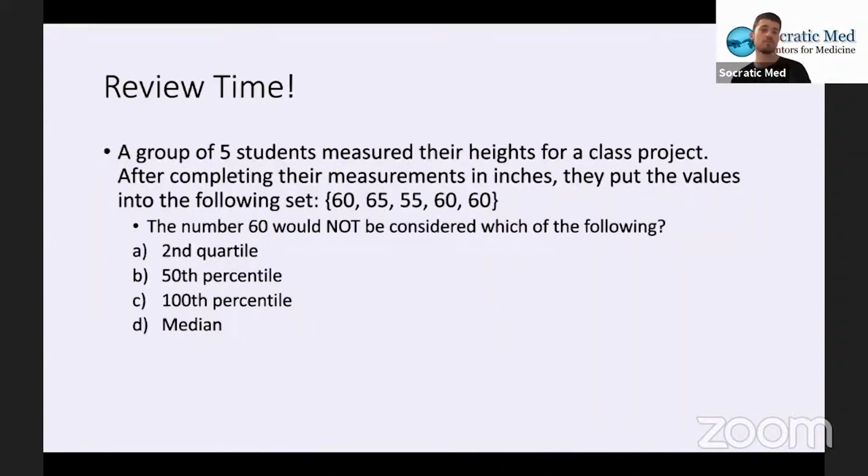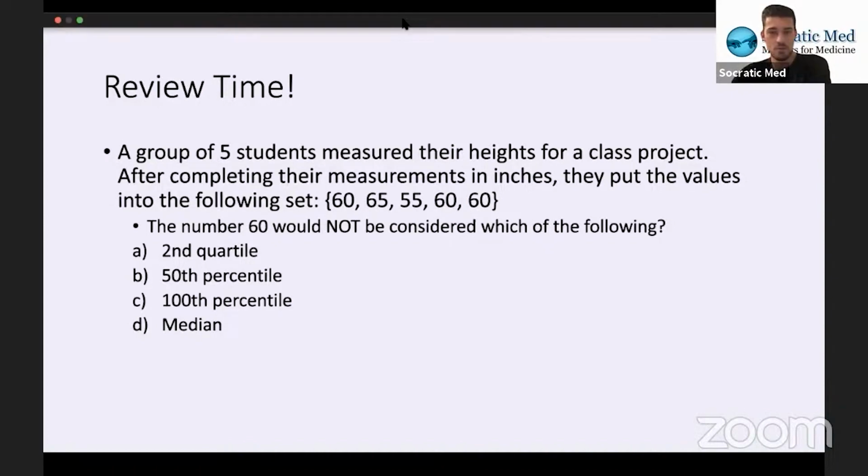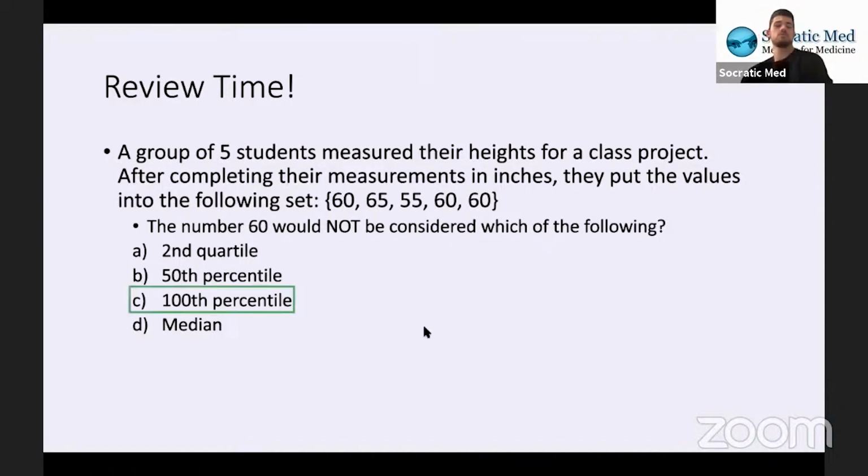And we got one more review. So we're going to go back to that same example of the students measuring their heights for the class project. Same data set. 100% of you said C, which is awesome. Good job.